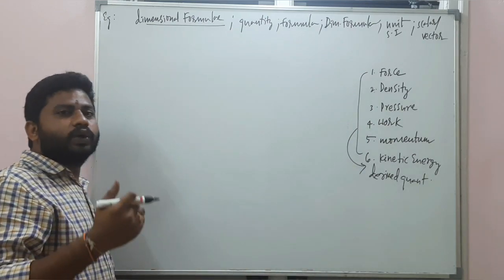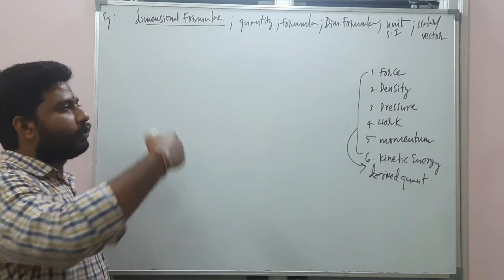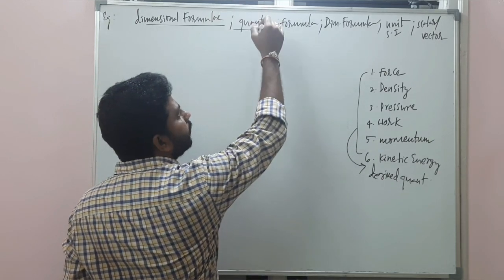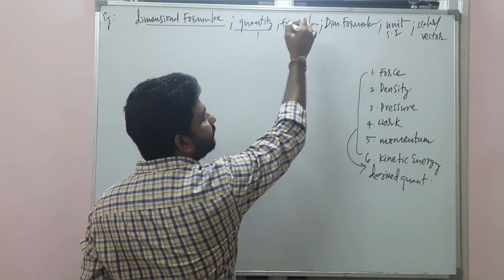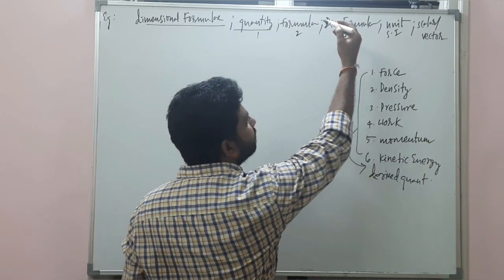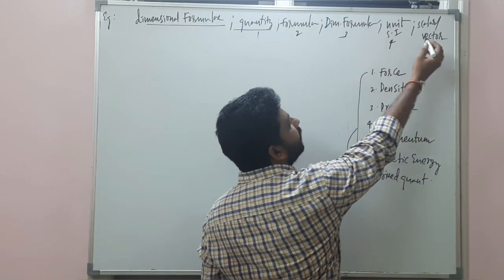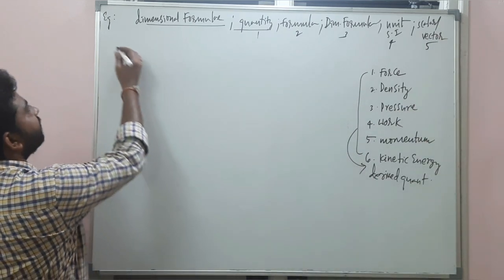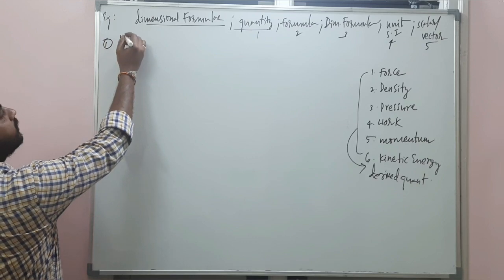What are the things we are going to write and discuss about each physical quantity? First, what is the quantity we have considered and what is the formula of it? That means the physical formula, the dimensional formula, the SI unit, and finally scalar or vector. Number one, what is the first physical quantity? Let's consider the force.